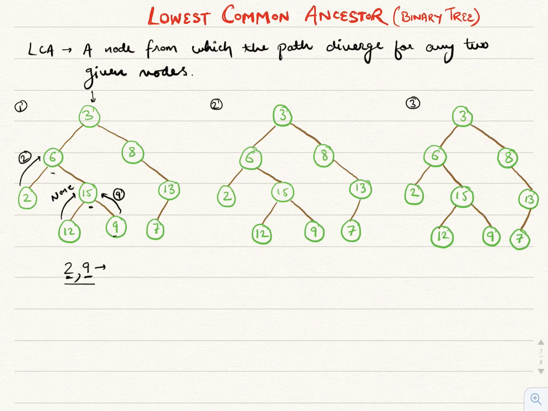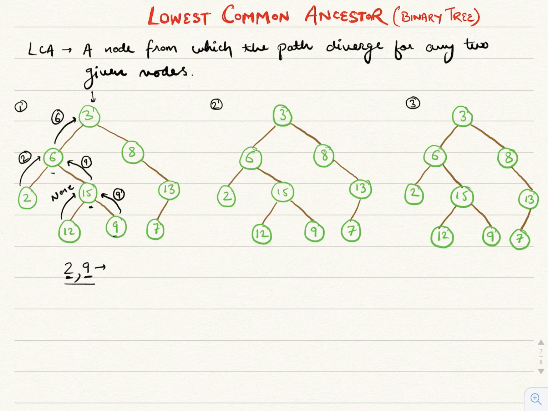So now 15 won't be an LCA because one of the sides is returning none and one is returning 9. So what 15 will do, this node will return the non-none value to its parent. So 9 will get returned to 6. So now 6 has got 2 from the left side and 9 from the right side. So 6 will know that it's the LCA for both these values. Now 6 will return itself to the parent.